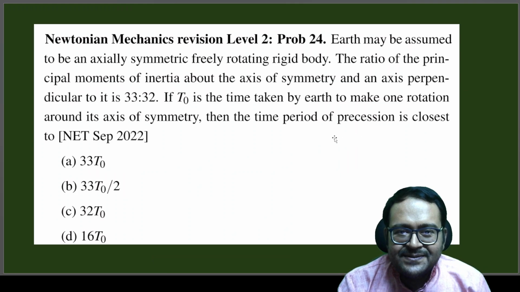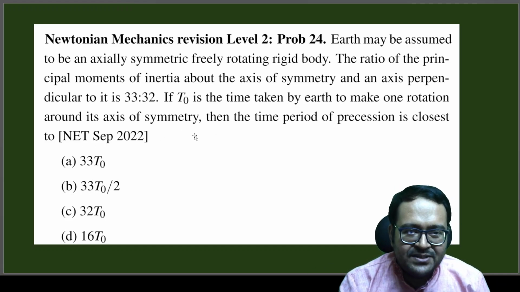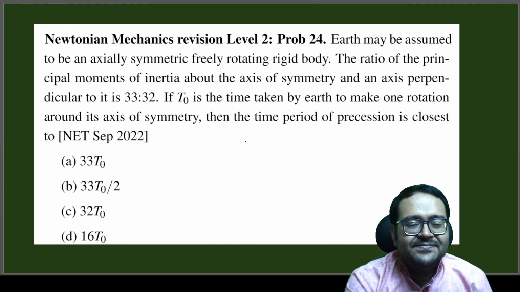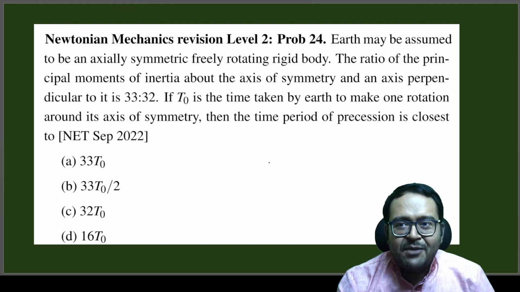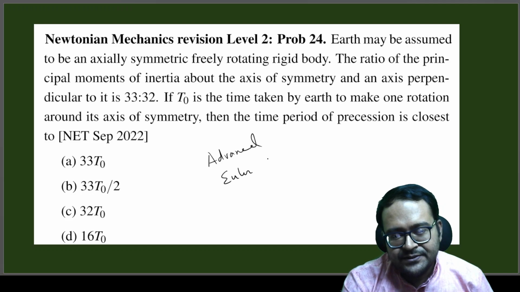This is also a moment of inertia problem, like that. Time period of precession. Exact formula, if you don't know, you cannot do, but advanced rigid body. Symmetrical top. This is advanced. Euler equation. Symmetrical top. First do an Upadhyay example, then come back.